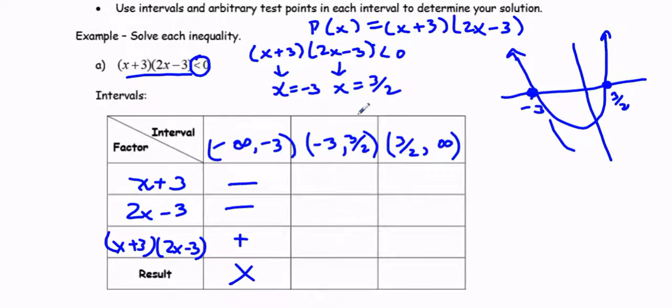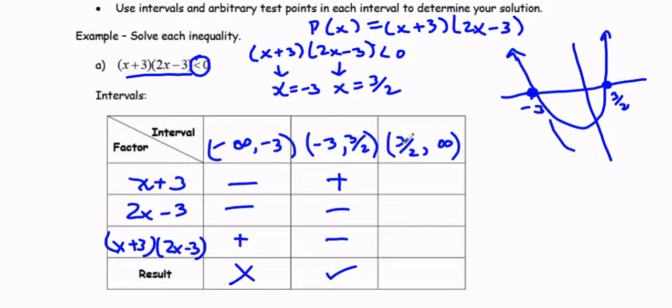So I'm going to move to this interval now. I pick a number between negative 3 and 3/2, not including negative 3 or 3/2. Let's pick 0 whenever possible. So 0 falls within this interval, and I'm going to say 0 plus 3, that's 3, that's positive. 0 times 2 minus 3, that's going to be a negative result. And when I multiply a positive times a negative, I get a negative. This is the result we want. We want our polynomial function to be less than 0. So we know that in this interval, our polynomial was negative, and we can verify that with our graph.